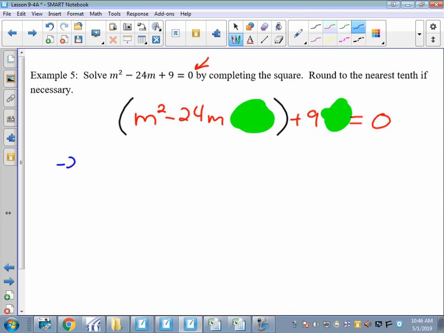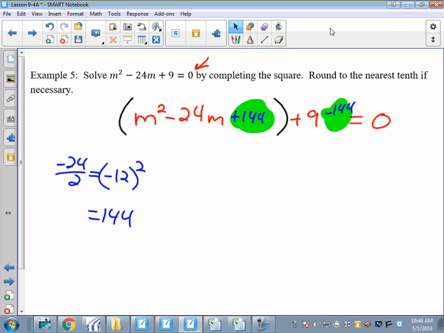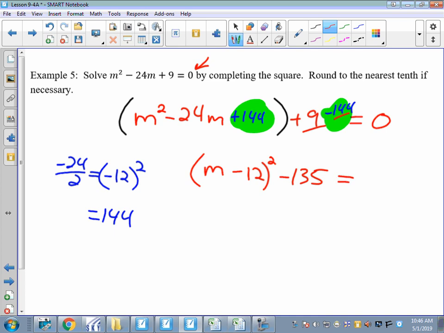Completing the square, I'm going to take my b value, cut it in half. So negative 24 divided by 2 is negative 12. Then I'm going to square that. Negative 12 squared is 144. So now I'm adding 144 inside the parenthesis. I'm subtracting it outside the parenthesis, and I'm ready to roll. Remember what happens here is I should get a factoring shortcut. My variable is m. My half of b value is negative 12 squared. But don't forget this part here, 9 and negative 144 gives us a negative 135. That's kind of nasty. And equal to 0.